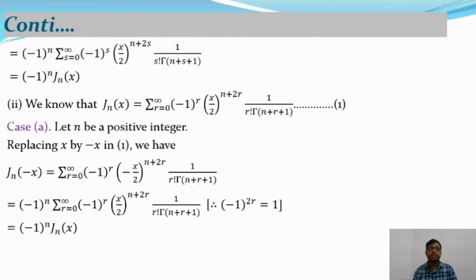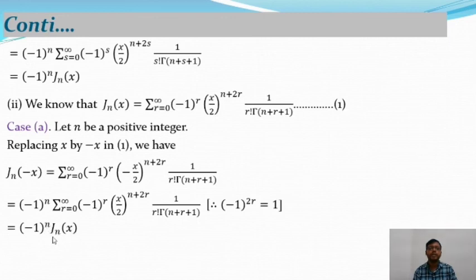After simplifying this equation, we get minus 1 whole to the power n, summation over r from 0 to infinity of minus 1 whole to the power r, into x by 2 whole to the power n plus 2r. In that case minus 1 whole to the power 2r is equal to 1, but minus 1 whole to the power n is either positive or negative. That means minus 1 whole to the power n into 1 by r factorial into gamma n plus r plus 1, and this is actually the Bessel's function of order n. So Jn of minus x, the nth order Bessel's function of minus x, is equal to minus 1 whole to the power n into Jn of x.